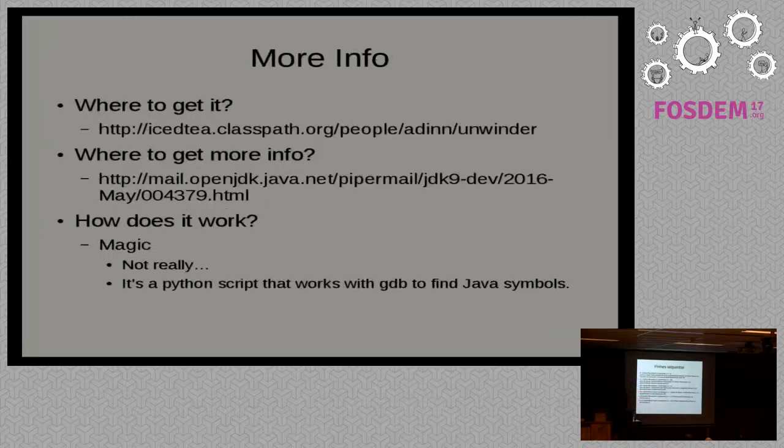So, yay, that's cool. Where can you get it? Andrew Dinn's put it up there. It's actually just a cute little script. It's a Python script that knows about GDB and it knows about how Java stores its symbols and goes and matches them up. You can read more about how it actually works in detail there, and there are plans to try and get this upstreamed in some way.